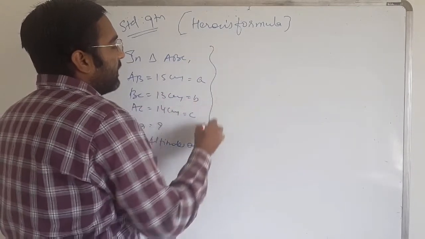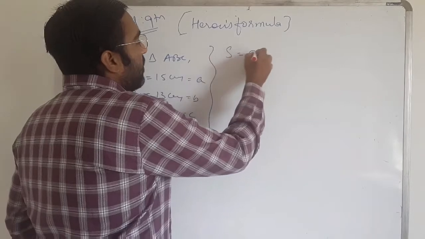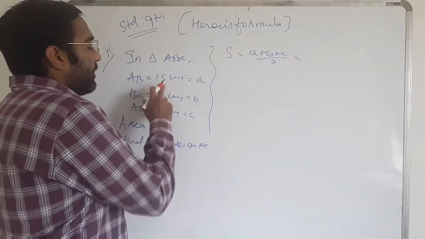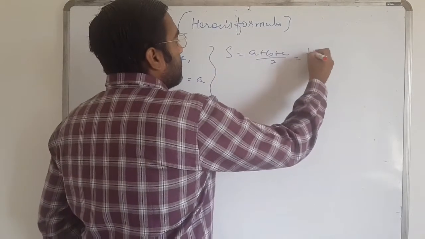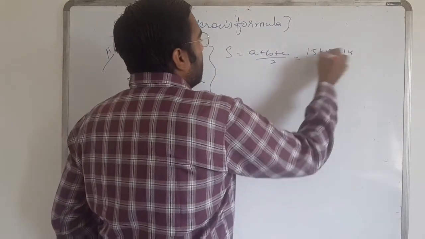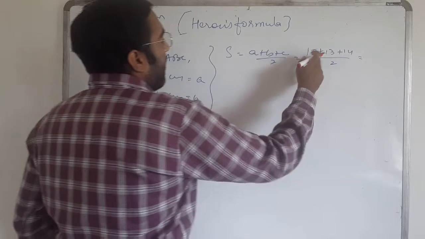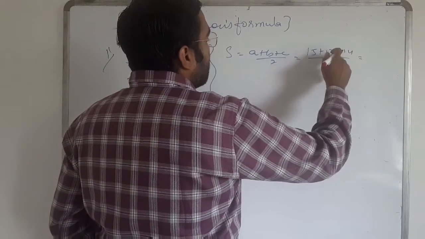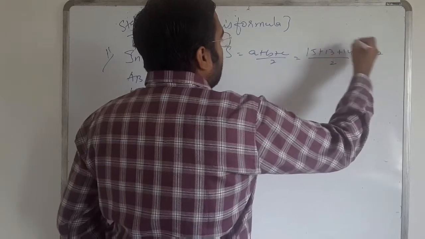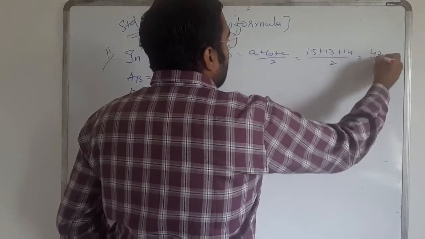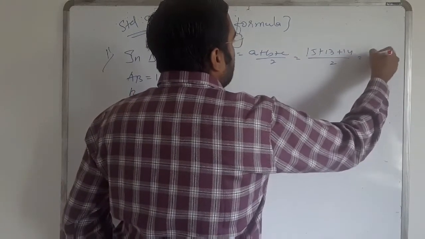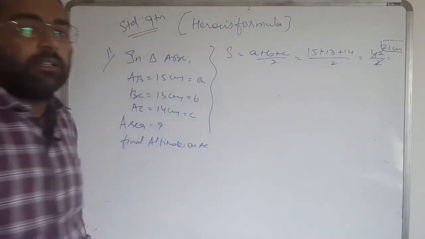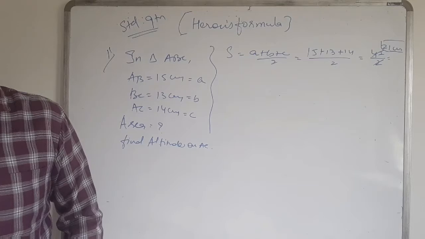First of all we have to find the semi perimeter, that is S equal to (a plus b plus c) by 2. So 15 plus 13 plus 14, that is 5 plus 3 is 8, 8 plus 4 is 12, carry 1, so 42 by 2, that is 21 centimeter. That is my semi perimeter.